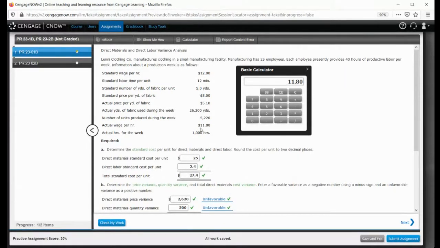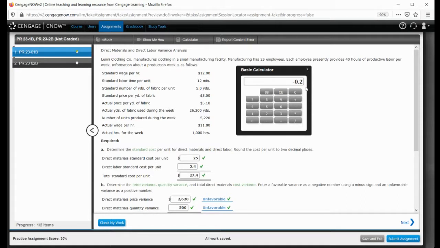I'm going to take the actual direct labor wages and subtract from that the standard amount for the direct labor wages. Notice the standard amount, the budgeted amount, was more than what actually happened here. So when I subtract the $12, let me try that again. 11.80 minus $12 is a negative 20 cents.